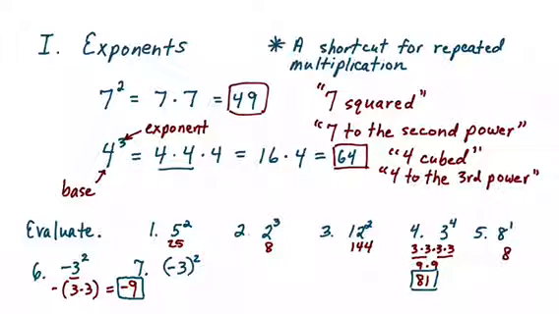Whereas in number 7, because we have the parentheses, your base is negative 3. Let's see. So our base here is everything inside the parentheses. So we're going to multiply 2 negative 3s, and so we get a positive 9 in this case. Let's move on to order of operations.